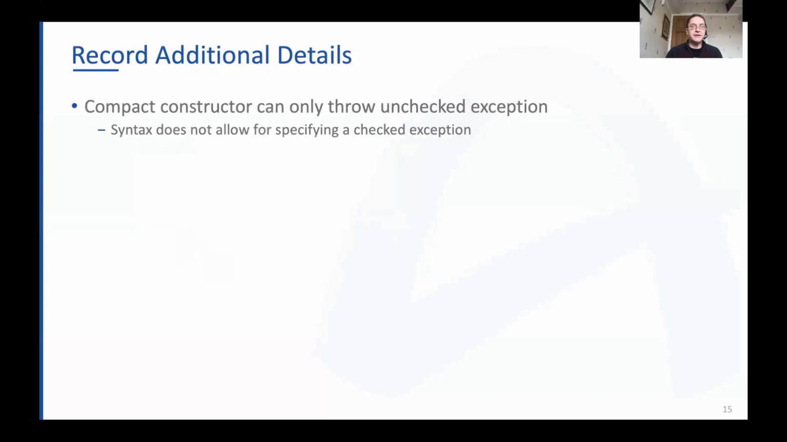Okay, a few additional things about records, because although records are like classes, there are some subtle things which we need to understand. So the first thing is that the compact constructor can only throw an unchecked exception. It can't throw a checked exception because there's no syntax in terms of defining the compact constructor to say it throws a type of exception. So the syntax for that doesn't allow specifying a checked exception.